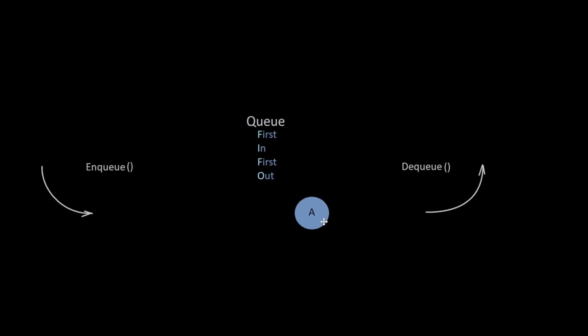A queue is really simple. It's basically just a waiting line. You get into a checkout line at the grocery store, and as the people ahead of you finish checking out, you move up in line.